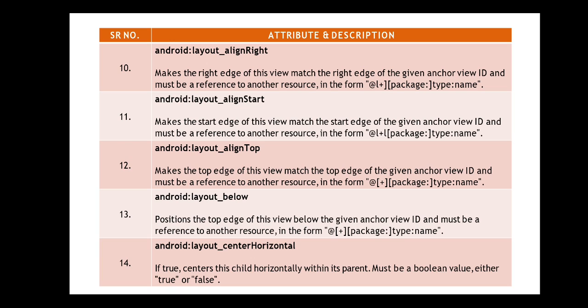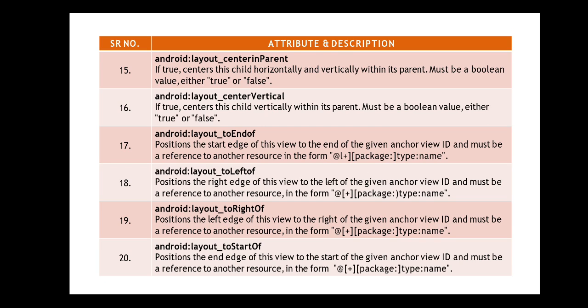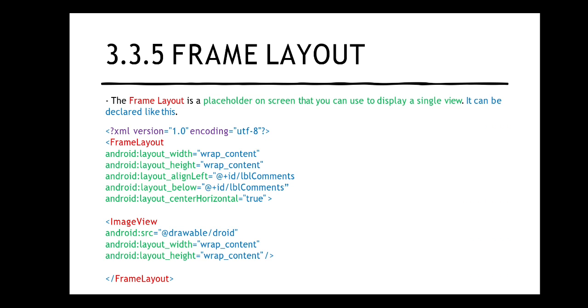Android layout align start makes the start edge of this particular view match the start edge of the given anchor view ID and must be a reference to another resource in the given form or syntax. Another one is the attribute Android layout align top, then Android layout below and layout center horizontal. Some more attributes are layout center in parent, center vertical, layout to end of, layout to left of, layout to right of and layout to start of.